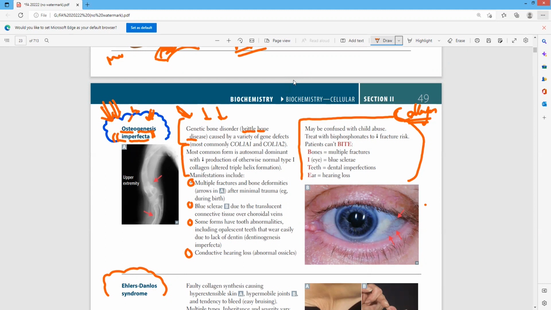It's a brittle bone disease caused by a variety of gene defects, most commonly collagen 1A1 and collagen 1A2. What is that? You have alpha 1, alpha 2, and alpha 3, with a gene for each. Those form the triple helix of the collagen. You may have the gene defect in any one of them.